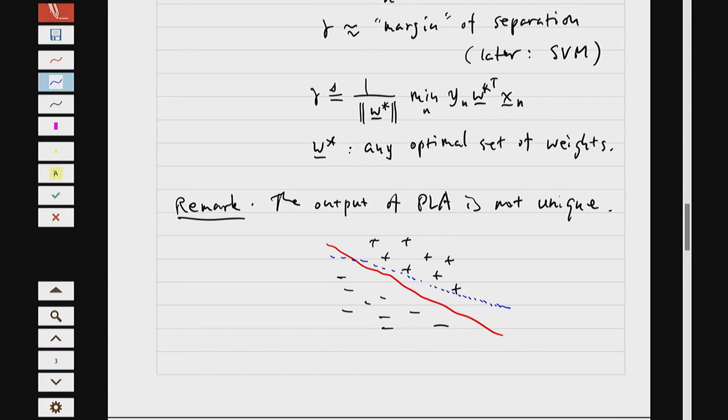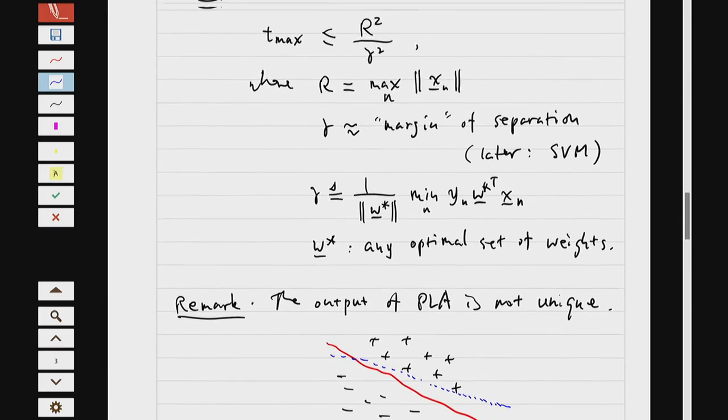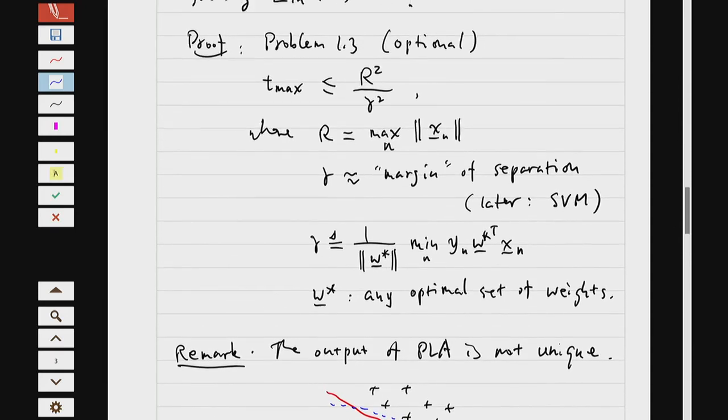Are we done with the proof? We did not prove it. We just say that that's the outcome of the proof. Basically, it's optional, so I'm not going to talk about it here.